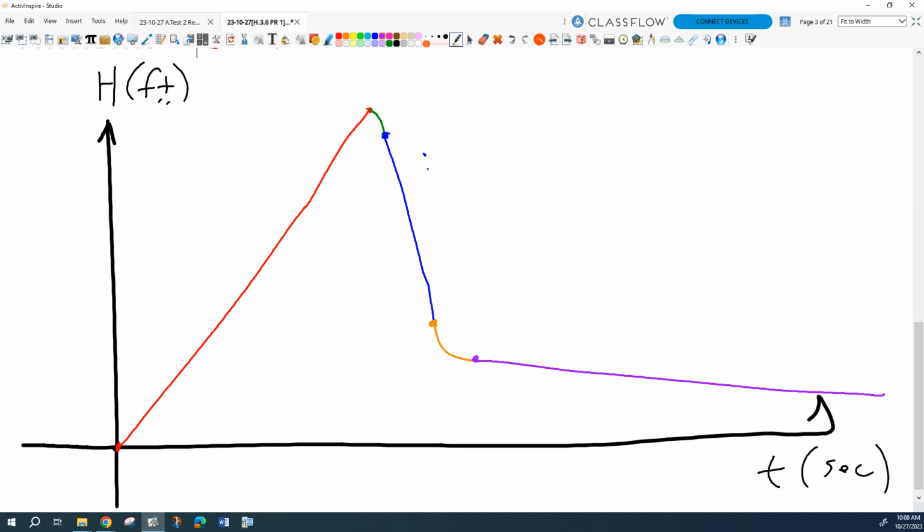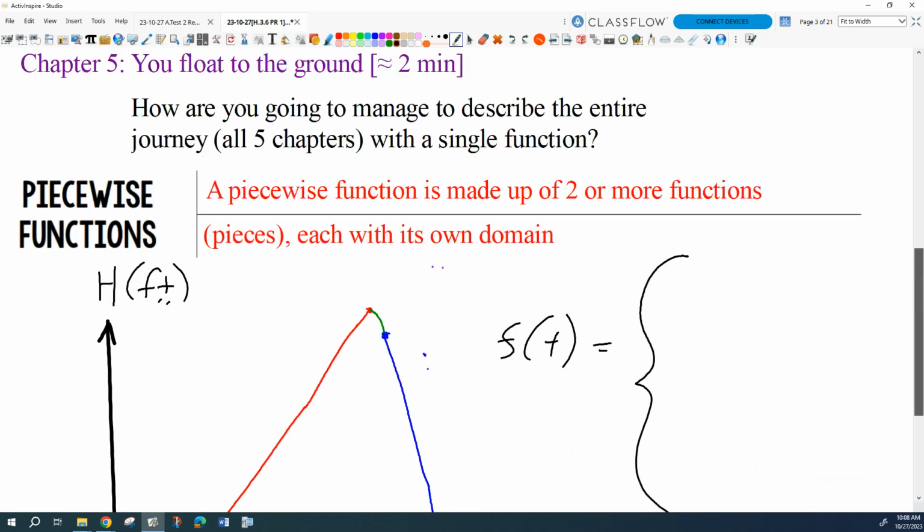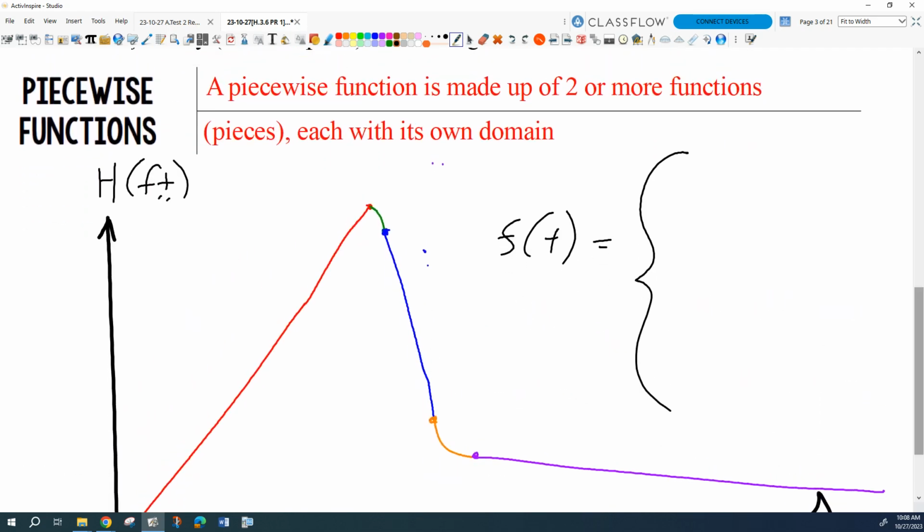There are 5 distinct parts of that. And if we wanted to build that as a piecewise function, we would probably do something like that. F of t equals, I need to make room for 5 rows. And I don't know what the equations are here. We could figure some of this out, but that's really not the issue right now. We'll just call this first one equation 1.